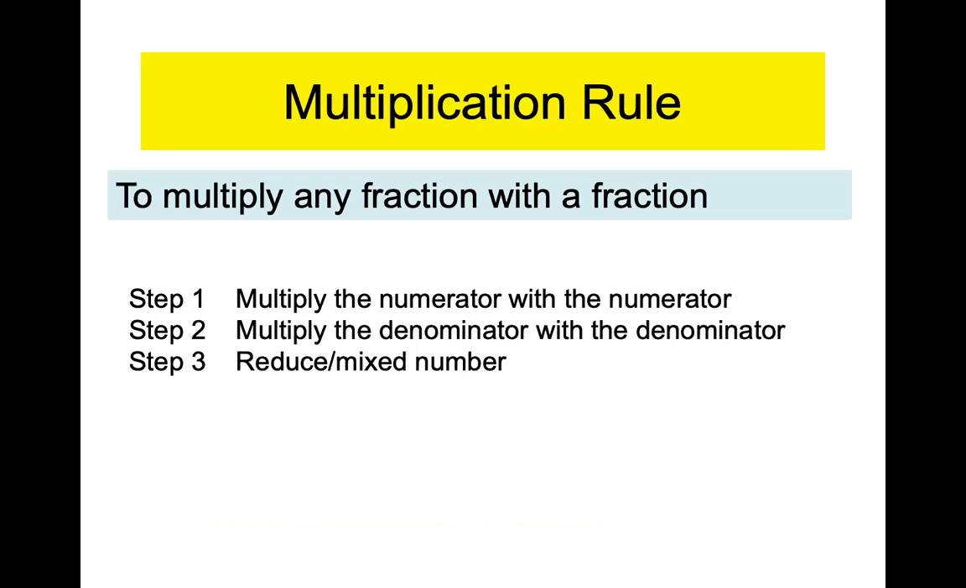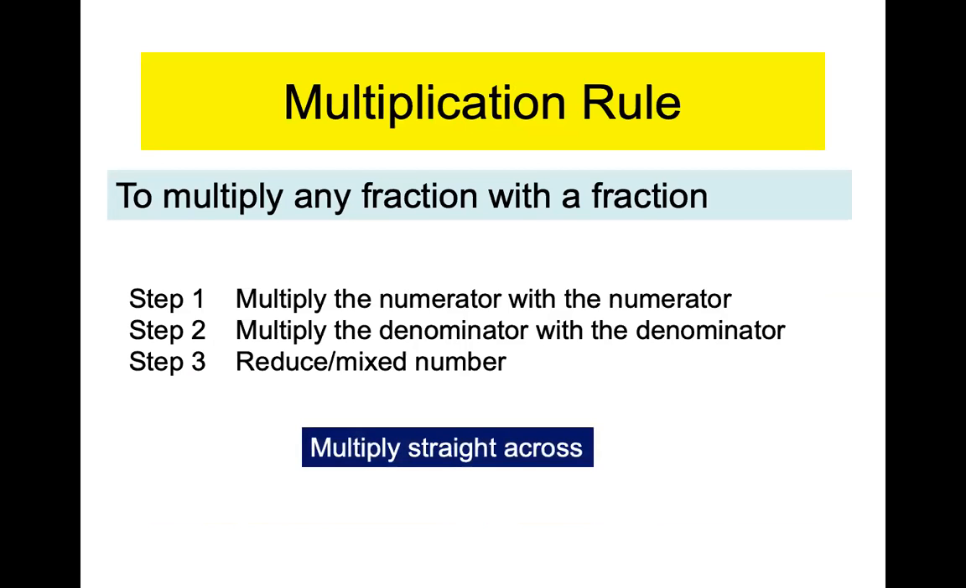Recall that the multiplication rule for a fraction times a fraction is you multiply the numerators, you multiply the denominators, and then you reduce, and if necessary, turn it into a mixed number. For shorthand, we just say, multiply straight across. That's the rule for multiplication.